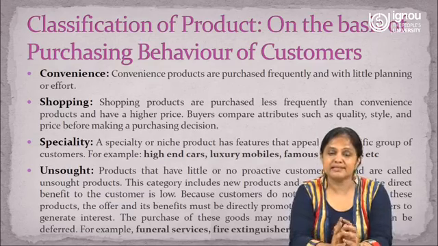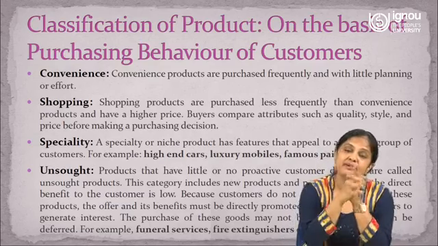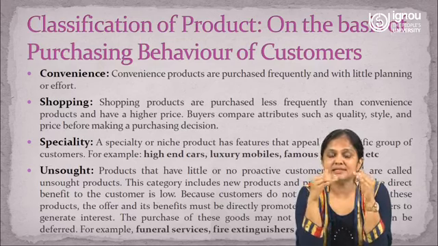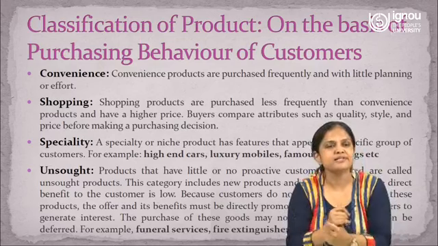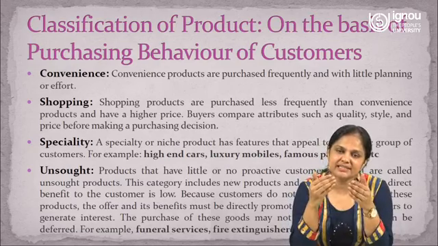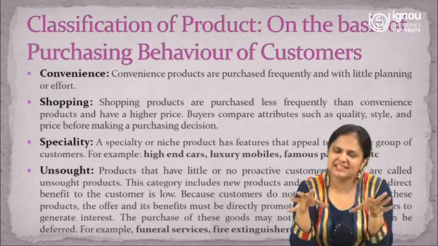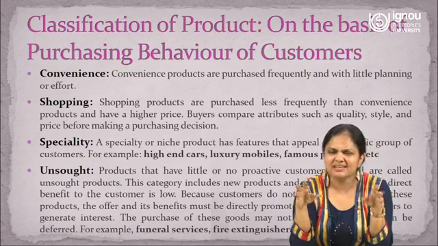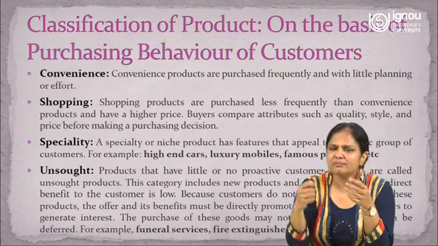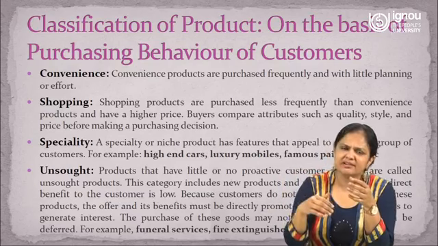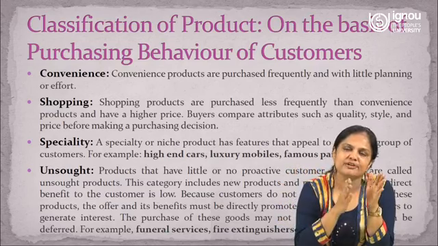And then we can classify the product on the basis of purchasing behavior of customers. In the previous sessions we have seen that customers behave differently while buying different kinds of commodities. There are certain commodities where they will pay very little attention. They do a kind of habitual buying. They have a habit of picking up a particular brand or commodity, and they'll pick it without taking much time. So there is less involvement of consumers.